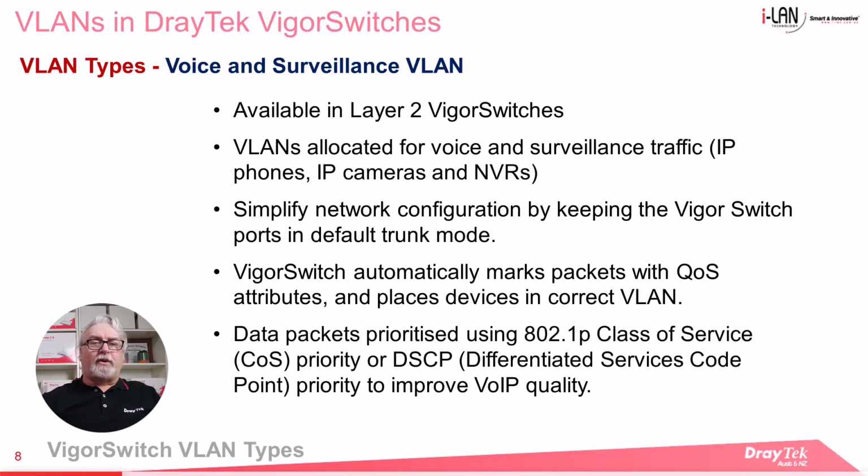Data packets are prioritised using different Layer 2 802.1p class of service, that's COS priority, or DSCP, that's Differentiated Services Code Point priority, to improve VoIP quality.